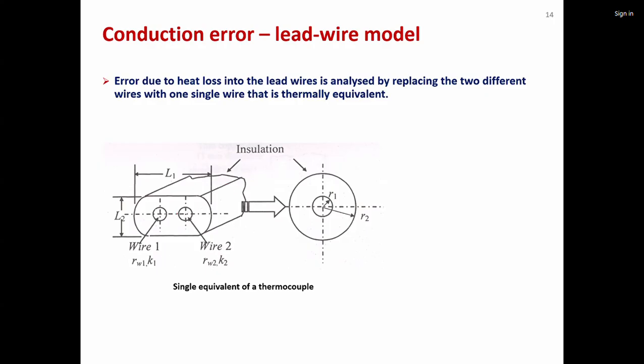Since this kind of geometry is complicated, we cannot do a simple heat transfer analysis of it. We create a thermal equivalent of this thermocouple. Okay. So the effect of the heat loss through these two wires is brought into a single equivalent wire, which has a radius of R1. From RW1, RW2, the combined effect in terms of heat loss is dumped into R1. And the insulation is brought in by saying that we have another concentric insulator of radius R2.